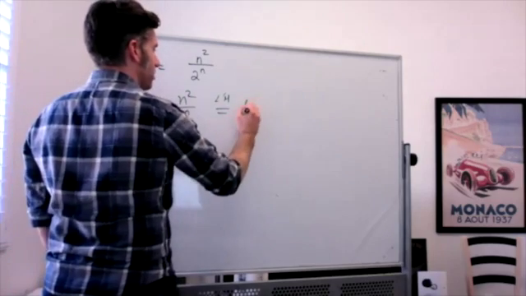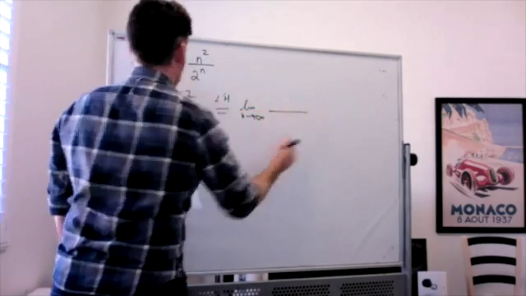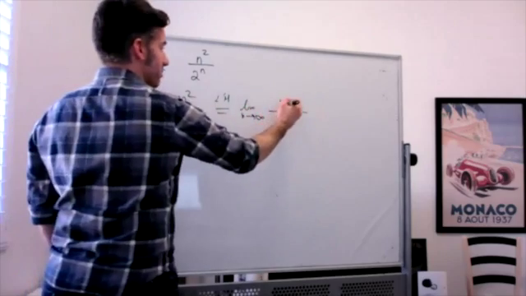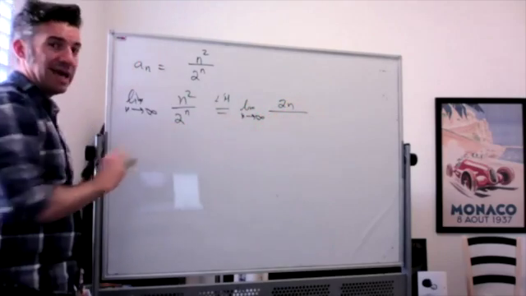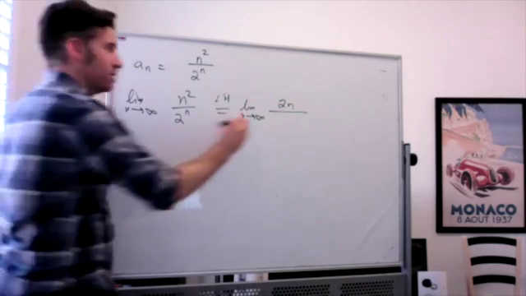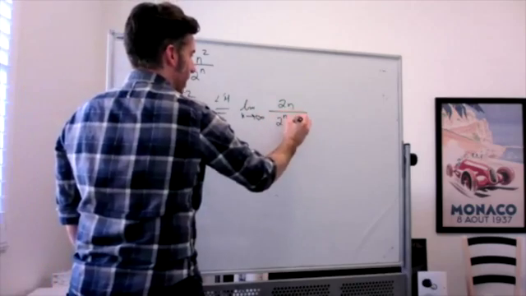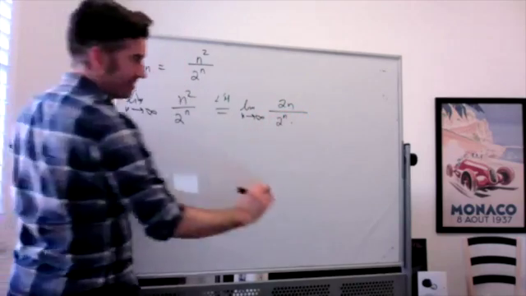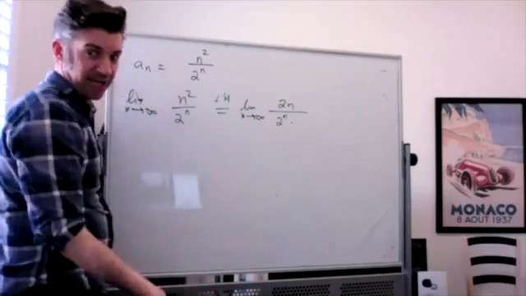We use L'Hopital's rule. The derivative of n squared is 2n. The derivative of 2 to the n is 2 to the n times what? I know it's been a while.